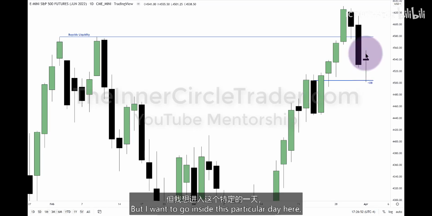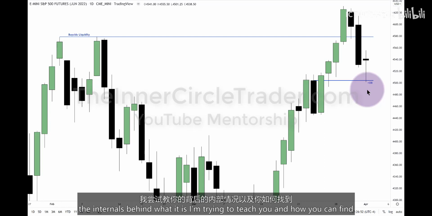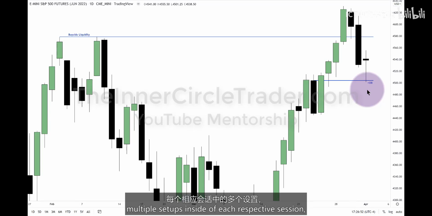That is your bullish order block, but I want to go inside this particular day here, which is obviously Friday, and we're looking at the internals behind what it is I'm trying to teach you and how you can find multiple setups inside of each respective session, the morning session and the PM session.